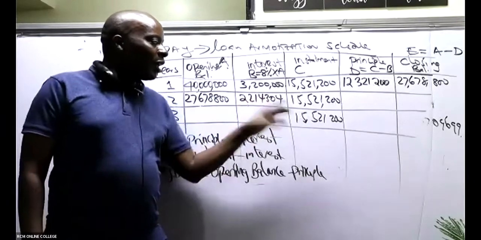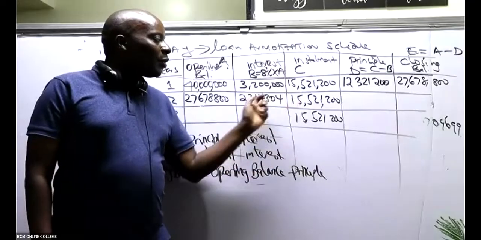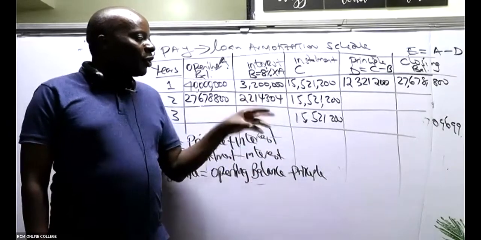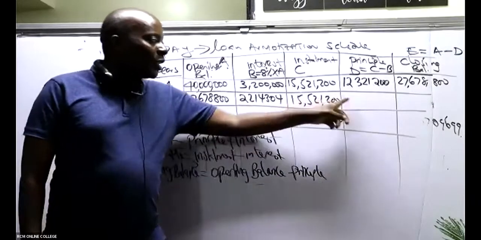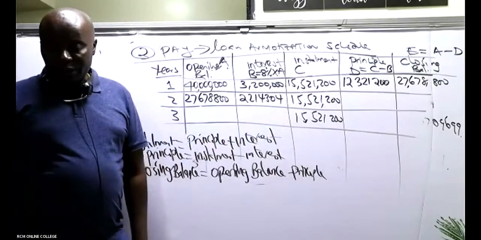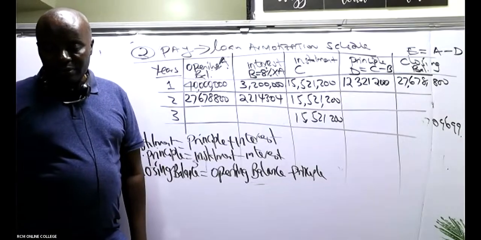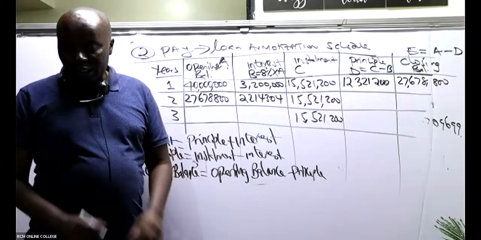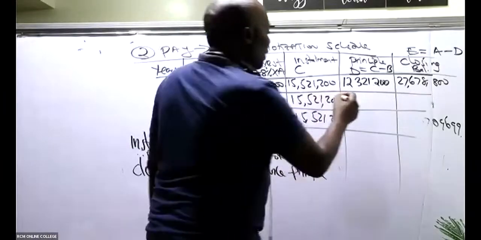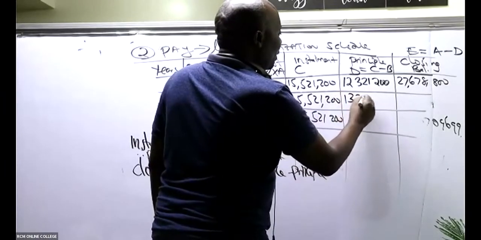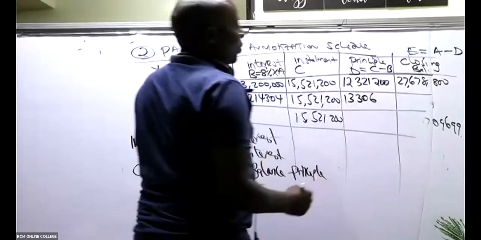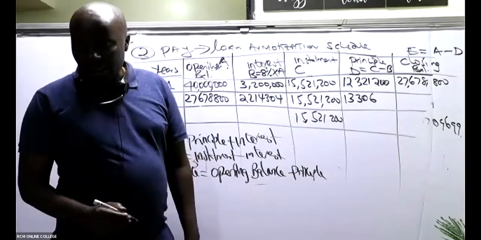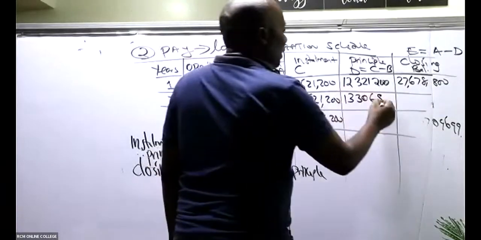This installment here covers two things. Now once I know the interest, then getting the principal will not be a big deal. I will take 15,521,200 and subtract this to get the principal here. So 13,306,896, I'm almost finishing.